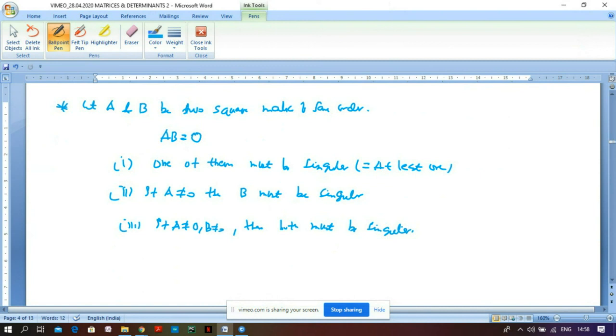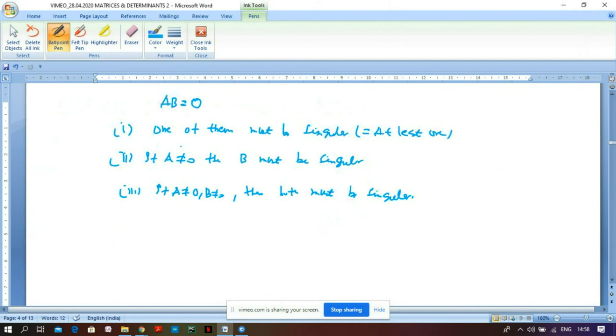So we must always try to put all results in the form of language, because language also has power. So of course it's good that we use math and language together. Now, let me prove the first one first. They must be singular. So this is proof by contradiction. First part we will do like this.